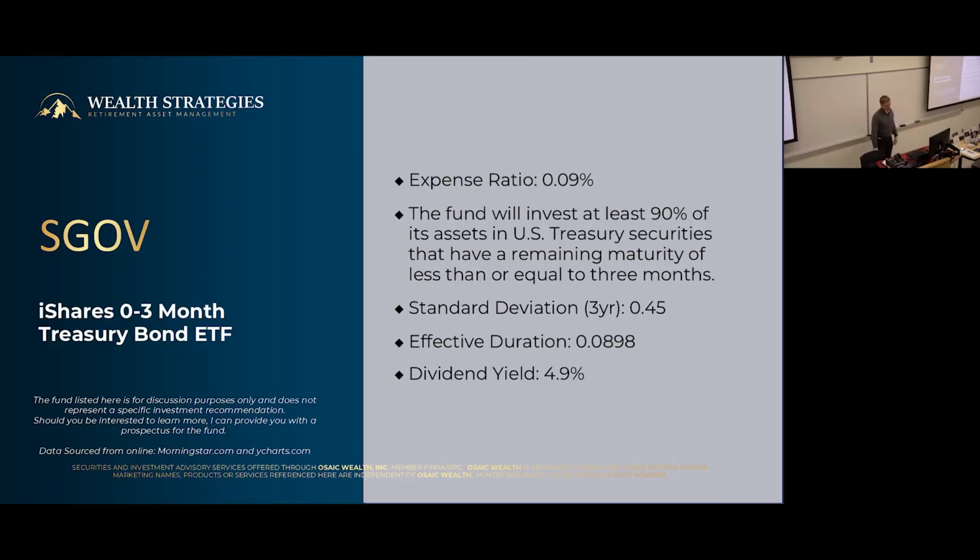So what is SGOV? SGOV is a 0 to 3 month treasury bond ETF from iShares. This fund will go and buy treasury bonds that have 0 to 3 months left on their maturity. They might have started as a 20-year bond, a 5-year bond, or a 1-year bond, but they buy the bonds that have 3 months or less left.